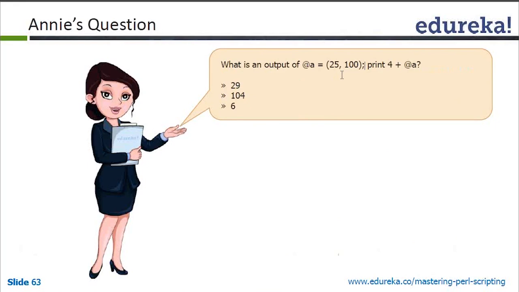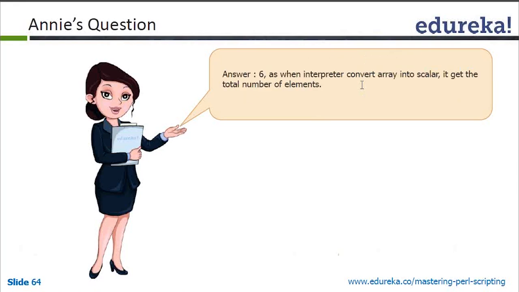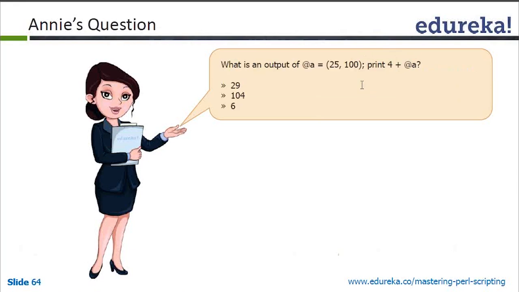4 plus 100. So what is the output of @A is equal to (25, 100); print 4 plus A. So again, what we do is we assign an array and we pass the values 25 and 100. So the array has two elements, 25 and 100, and we print 4 plus array. Now we have already covered that when we assign an array to a scalar, it will take the size. So size is 2 because we have two elements in the array. So it will be 4 plus 2, that is 6, that we already covered. So it gets the total number of elements, and that's what is added to 4.